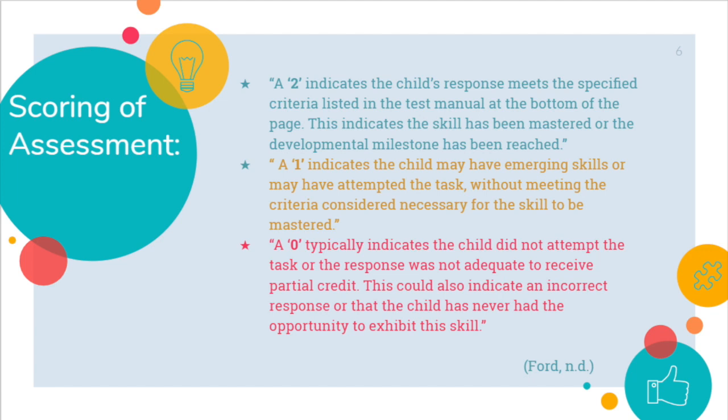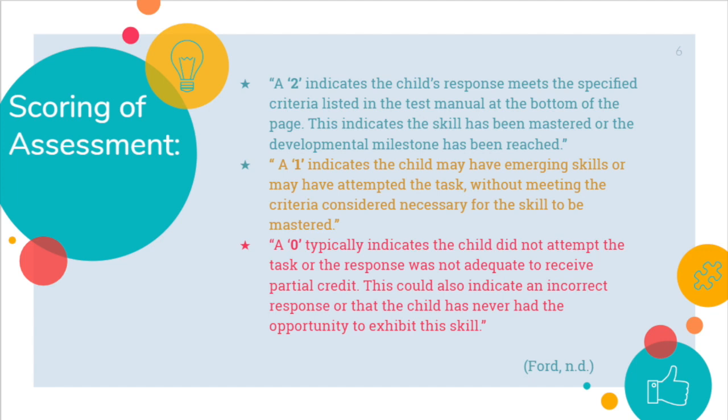the response was not adequate to receive partial credit. This could also indicate an incorrect response, or that the child has never had the opportunity to exhibit this skill. A 1 indicates that the child may have emerging skills or may have attempted the task without meeting the criteria considered necessary for the skill to be mastered.